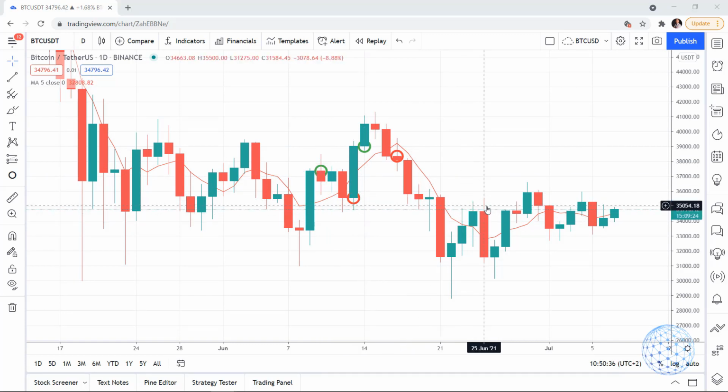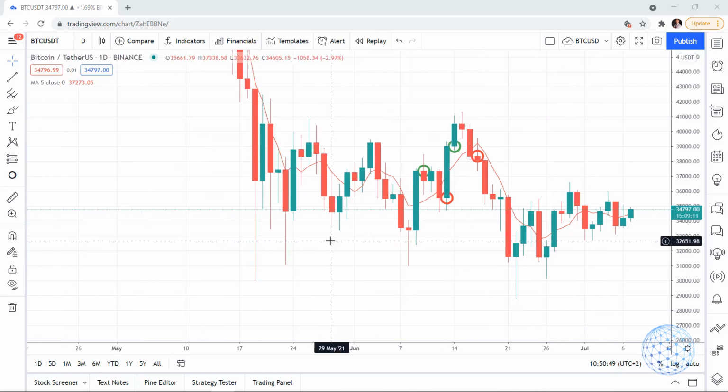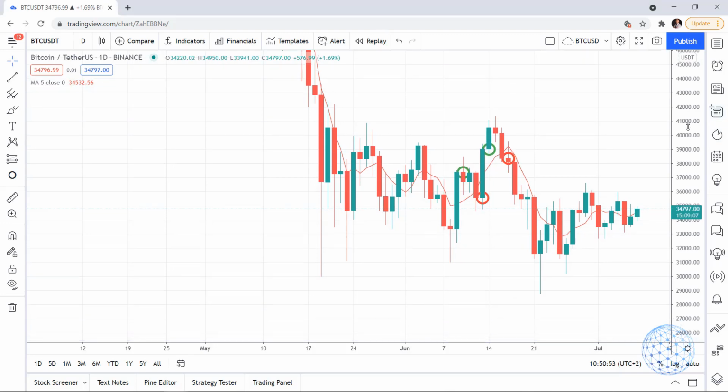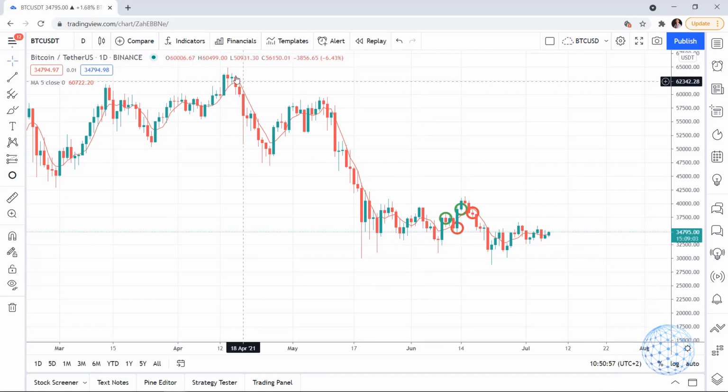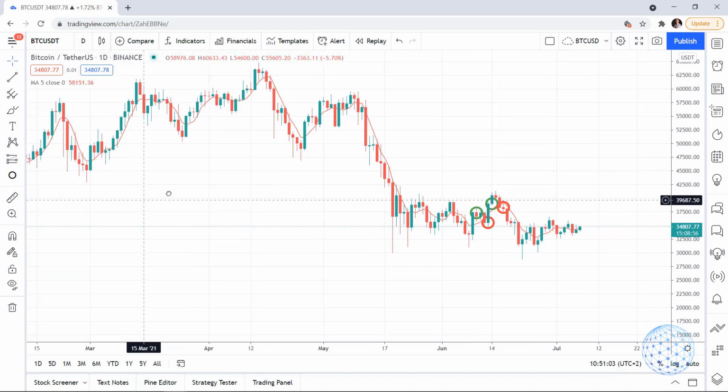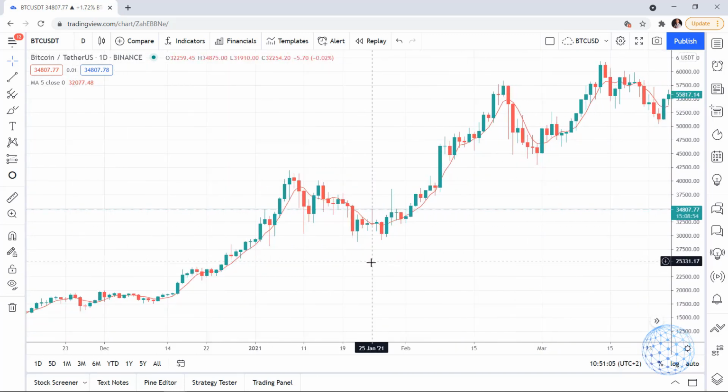And if I keep doing that until the end, which is today, the 7th of July 2021, you will see that we have more losing trades. And why is that? This is because we are in a downtrend. If I zoom out the chart, you will see clearly the price going downwards from the mid of April, and before that it was going upwards.